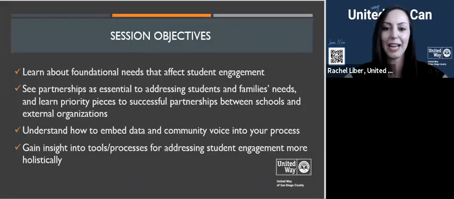So here's what we're aiming for everyone to gain from this presentation. We'll be talking about different angles for addressing student engagement. We'll be learning about how to build and grow partnerships between schools and external organizations. And we'll be talking about ways to fold data and community voice into your plans and processes.